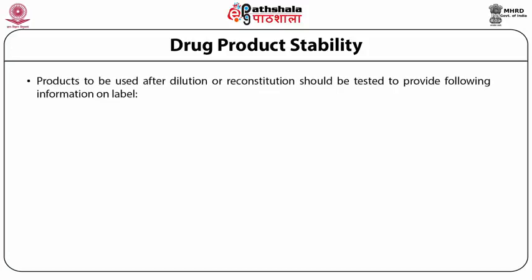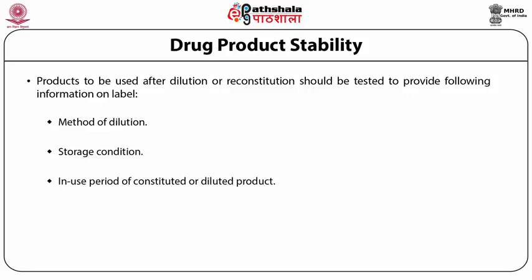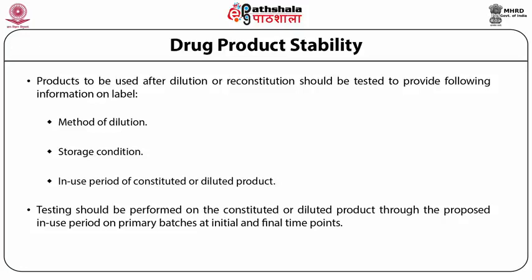Stability testing of the drug product after constitution or dilution, if applicable, should be conducted to provide information for the labeling on the preparation, storage condition, and in-use period of the constituted or diluted product. This testing should be performed on the constituted or diluted product through the proposed in-use period on primary batches as part of the formal stability studies at initial and final time points. In case of full shelf life, long-term data will not be available before submission, so data at 12 months or at least the last time point for which data will be available should be used. In general, this testing need not be repeated on commitment batches.